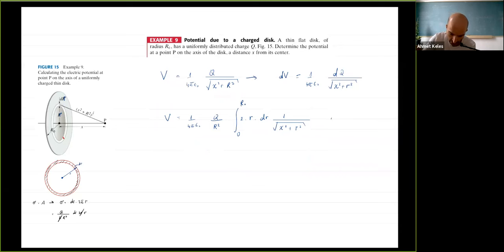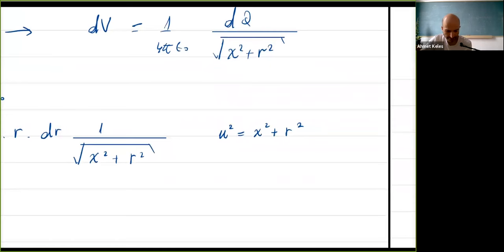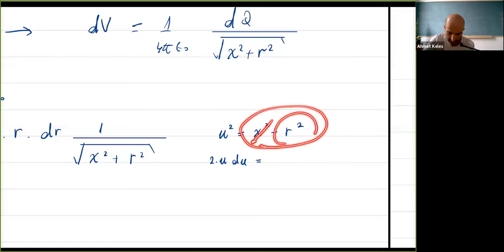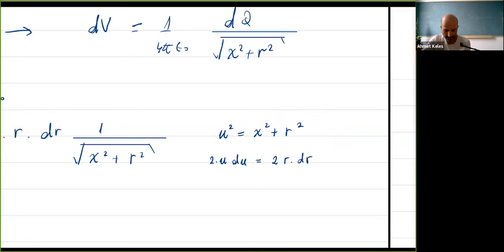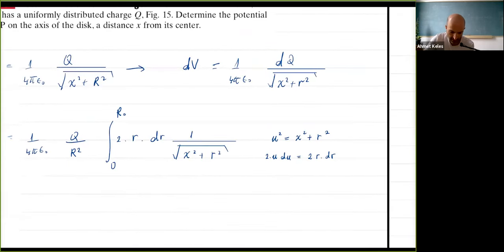Integration by substitution. Let's call u squared equal to x squared plus r squared. So if I take the derivative of u squared with respect to u, I have 2u du. And if I take the derivative of this side, so this guy is constant, I don't care. That's the only one. So it's 2r dr. Then whenever I see x squared plus r squared, I will put u squared. Because these guys cancel, whenever I see r dr, I will put u du.